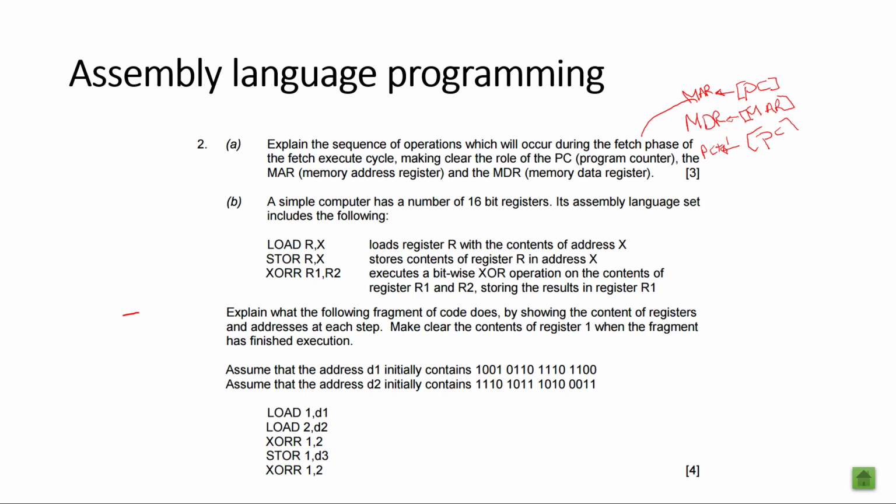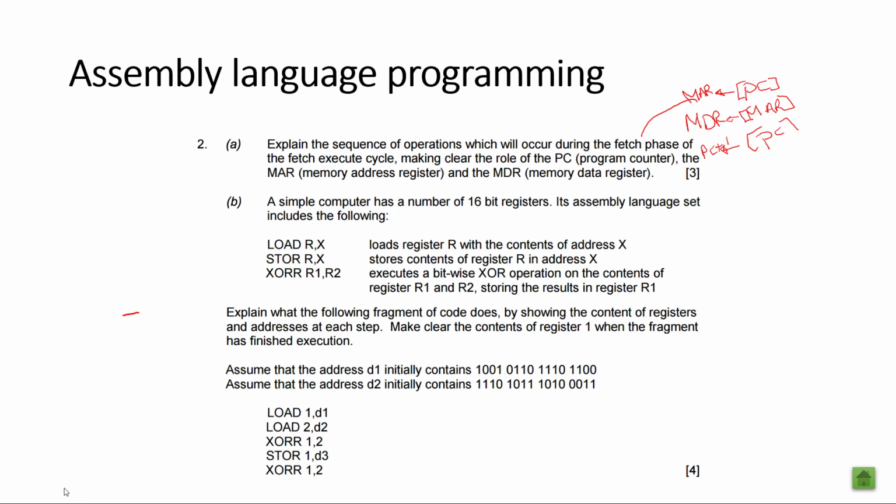And XOR R1, R2 executes a bitwise XOR operation on the contents of registers R1 and R2, storing the result in register R1. Explain what the following fragment of code does by showing the contents of the registers and addresses at each step. Make clear the contents of register 1 when the fragment has finished execution.